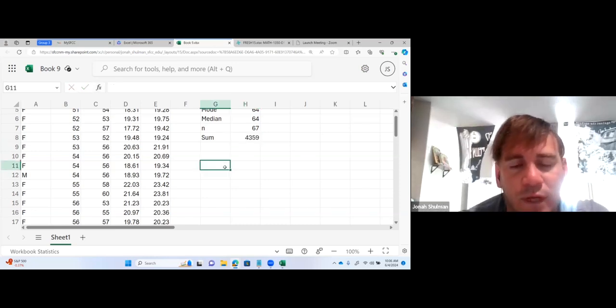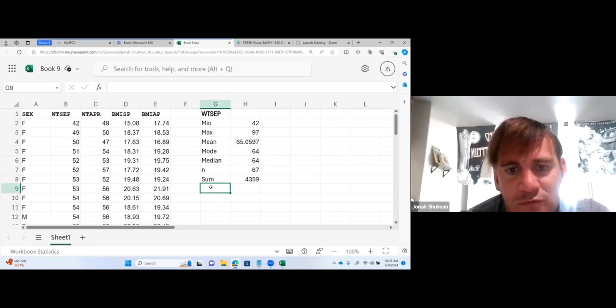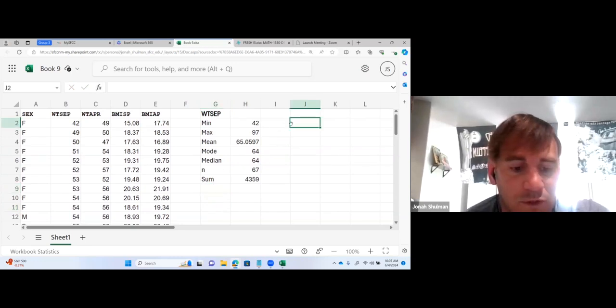And there's the sum. Okay, but it's just some extra information. If you want quartiles, we'll get into it. I'll show you how to draw box plots and all that stuff. But the main thing we want to do is make a frequency table.